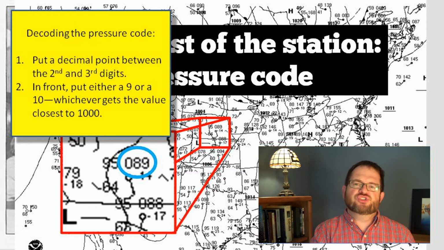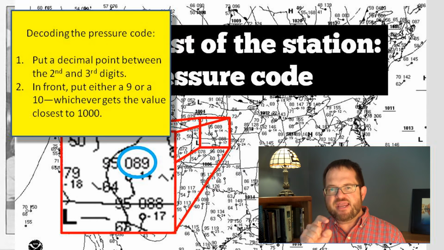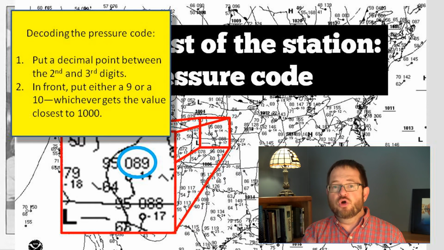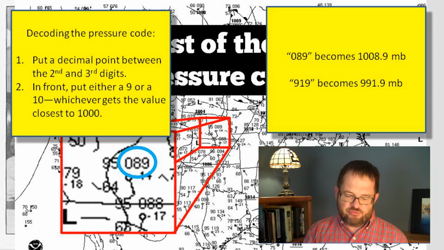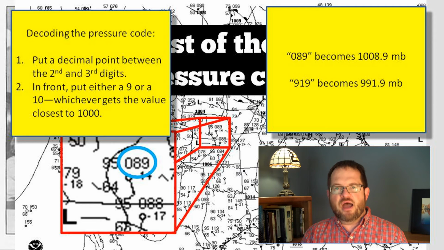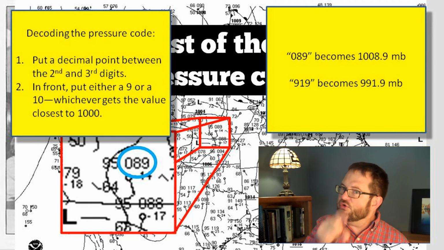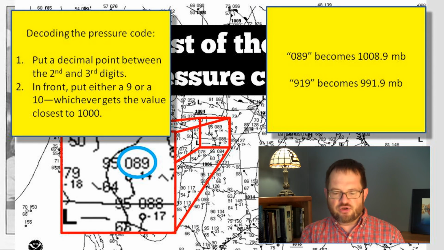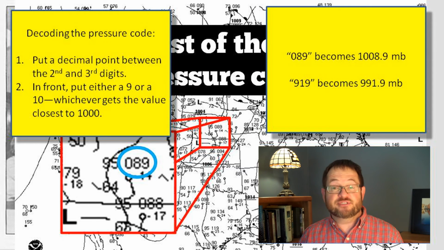And then in front of those 3 digits, you either put a 9 or a 10. You put whichever one it takes to make that number that you're getting now closer to 1,000 millibars. Let's do this example here. Here we have a 0.89. So we know that we've got 0.8.9, and we're either going to put a 9 or a 10 in front of that. So it's either going to be 908.9 or 1008.9. Well, whichever one of those is closest to 1,000 millibars. The 10 makes it closer. 1008.9 is closer to 1,000 millibars than 908.9, so that's the right answer.